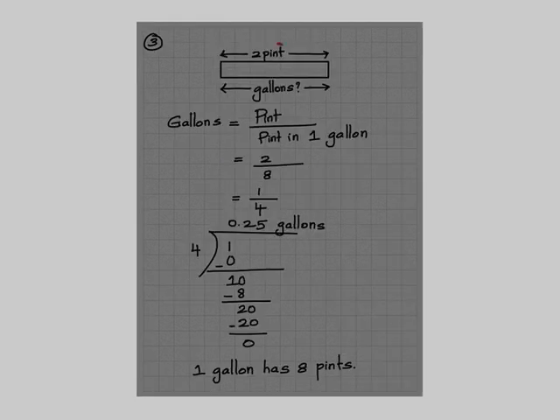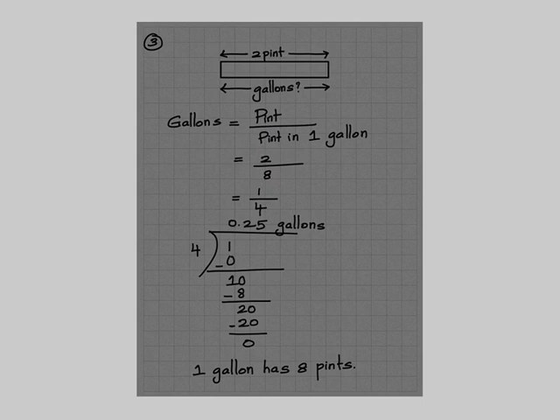So now we have to convert 2 pints into gallons. So we are given the total is 2 pints, and to find gallons, let us write the formula. Gallons equals pint total divided by pints in 1 gallon. So total we know is 2 divided by pints in 1 gallon. There are 8 pints in 1 gallon. So let us write that 8 down.